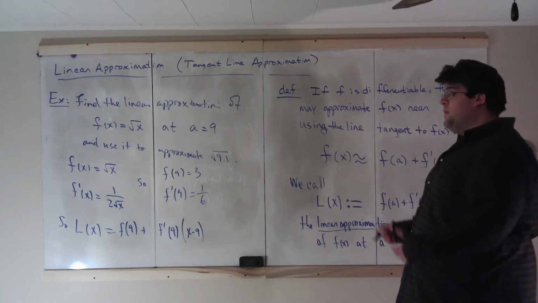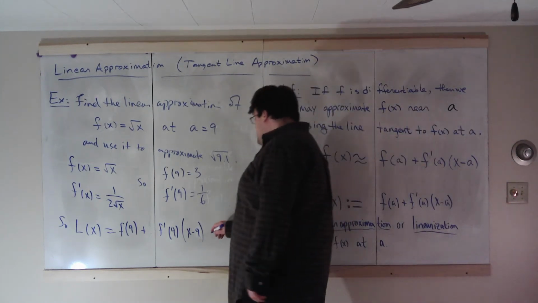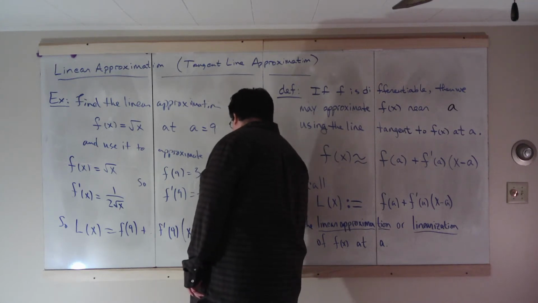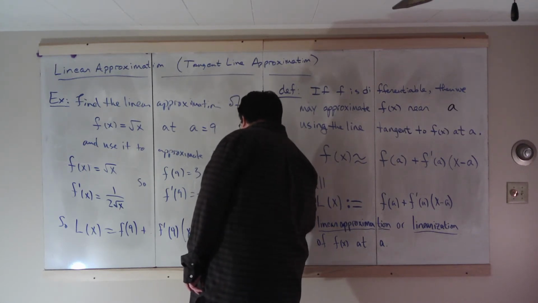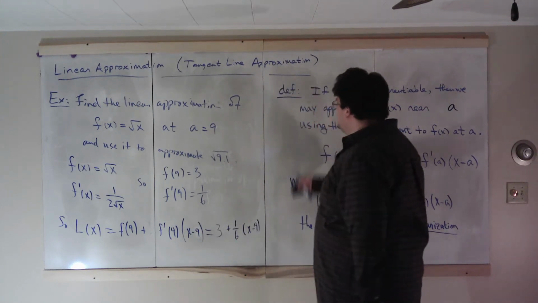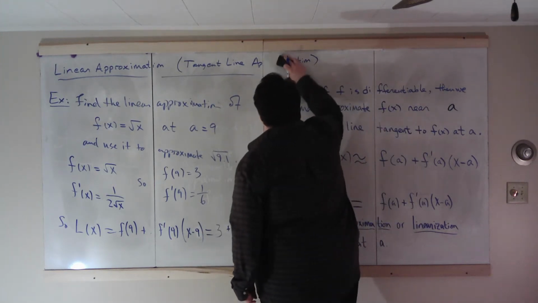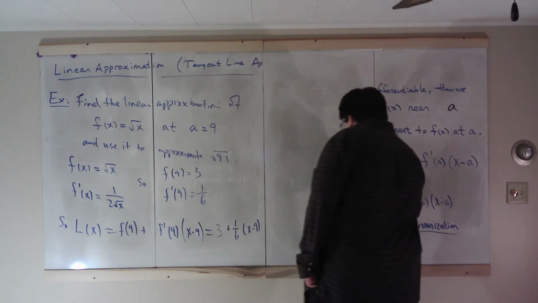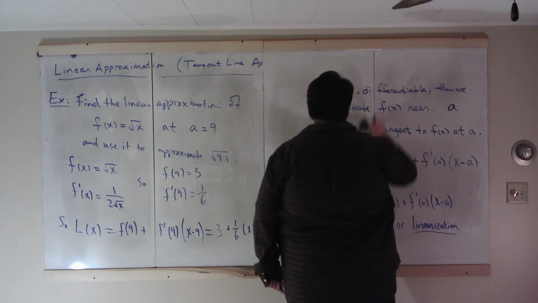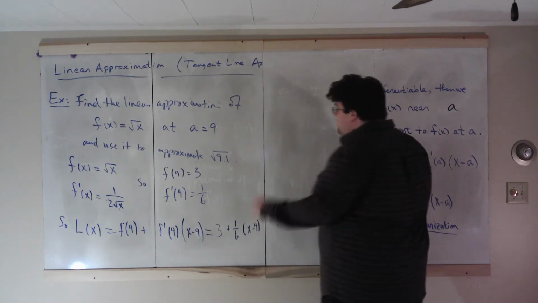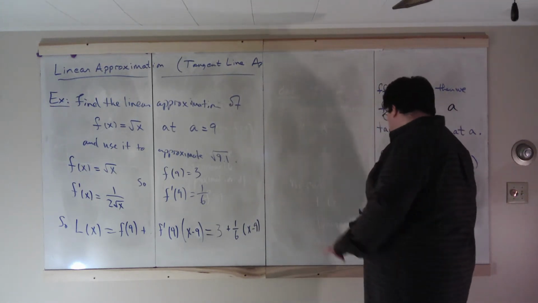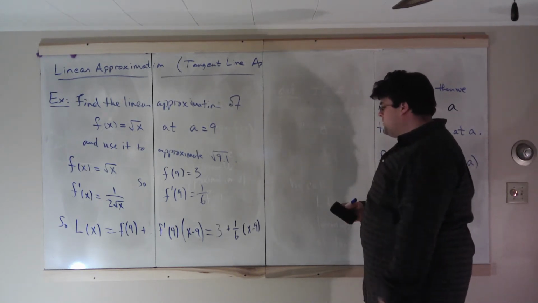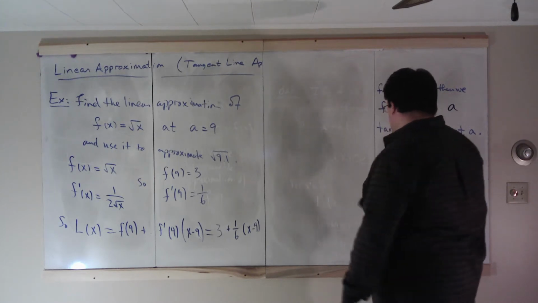So there's the formula with a equals 9. Well, we have the numbers here. So f of 9 is 3, f prime at 9 is a sixth, times x minus 9. And notice that is an equation for a line, because it's just numbers with an x to the first power. So right there, we answered the first part, find the linear approximation. You don't have to simplify, you don't have to combine numbers. If you did simplify, you'd get, what, a sixth x plus 1.5 or something?